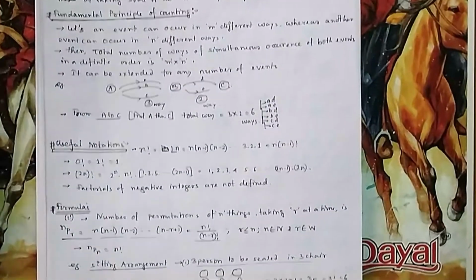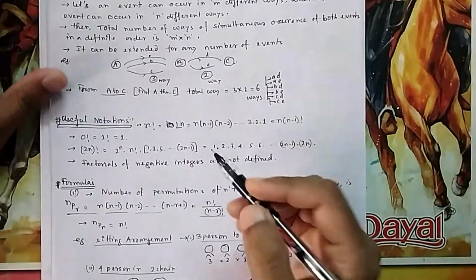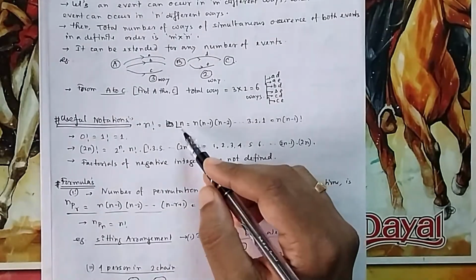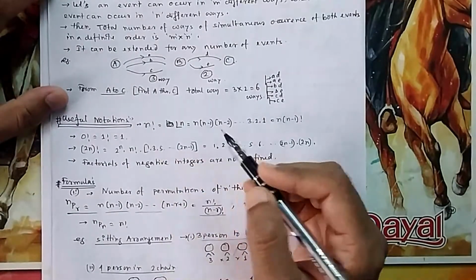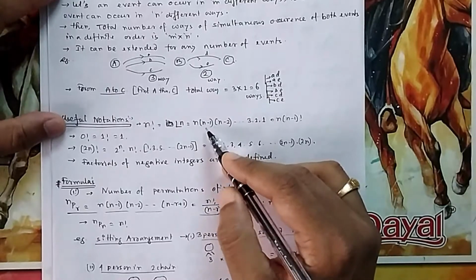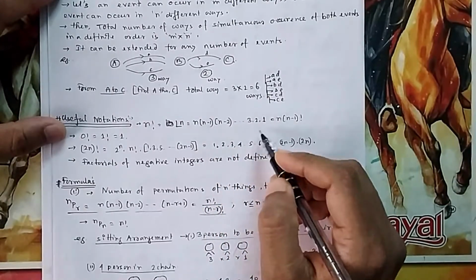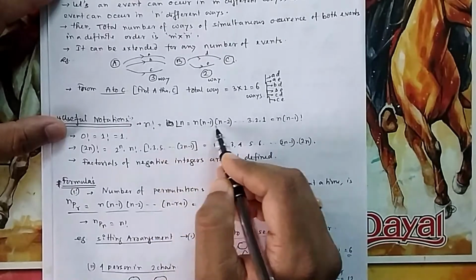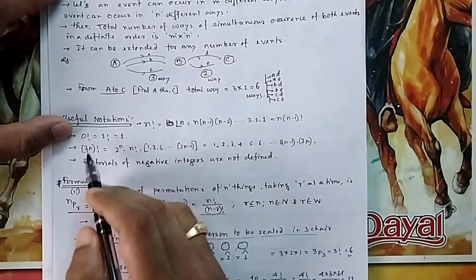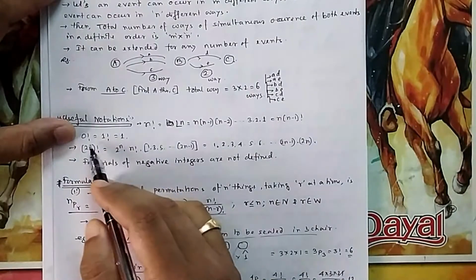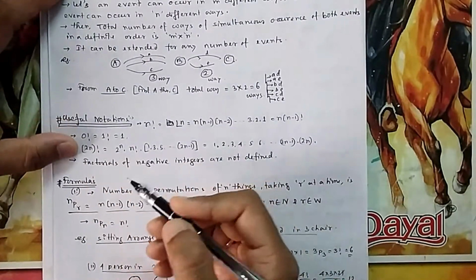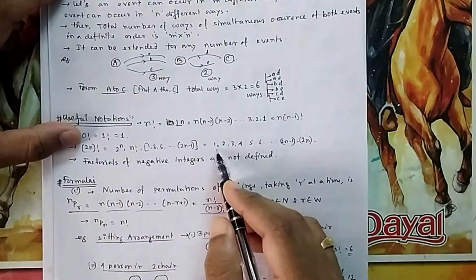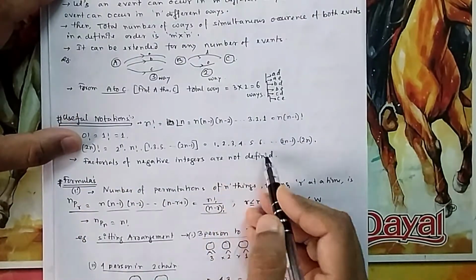Now some useful notation before we go further, we have already seen it in the binomial theorem. N factorial is the product from that number down to 1. If I say 5 factorial, it is 5 into 4 into 3 into 2 into 1. If I say 3 factorial, 3 into 2 into 1. By definition 0 factorial is 1, and 1 factorial is always 1, because you are ending at 1.